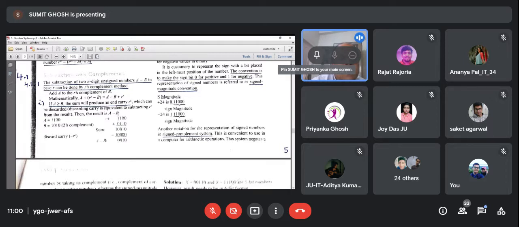So on the top is 1. So 1 plus 1 plus 0 makes it again 1 0. Clear? Yes, sir. Now mathematically you can understand: A minus B is A plus 2's complement of B. I have done that.